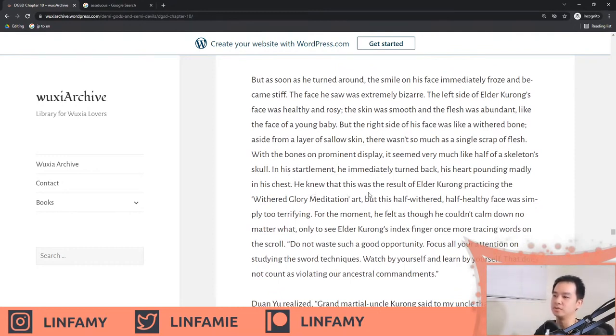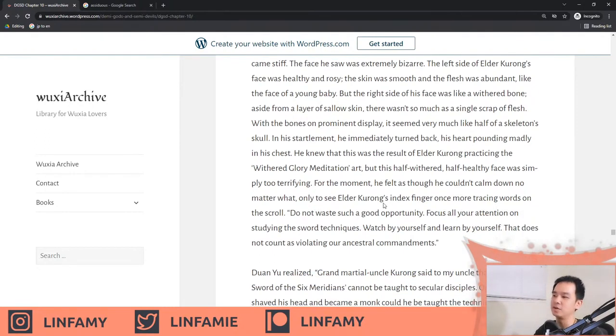He knew that this was the result of Elder Kurong practicing the withered glory meditation art, but this half-withered, half-healthy face was simply too terrifying. Oh, this face. He has a two-faced face. For the moment, he felt as though he couldn't calm down no matter what, only to see Elder Kurong's index finger once more tracing the words on the scroll.